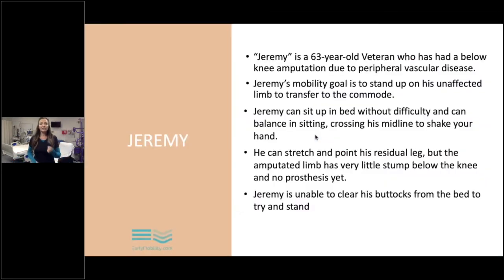Let's look at another one. Jeremy is a 63-year-old veteran. He had a below-the-knee amputation due to a peripheral vascular disease. Jeremy's mobility goal is to stand up on his unaffected limb to transfer to the commode or to the bedside chair. Jeremy can sit up in bed without difficulty. He can balance in sitting. He can cross midline. He can shake your hand. He can stretch and point his residual limb. But on the amputated side, he has very little stump below the knee and no prosthesis. Jeremy is unable to clear his buttocks from the bed to try and stand up.